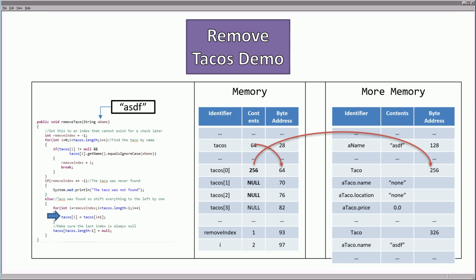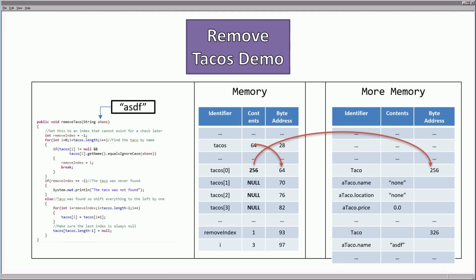Tacos at index 2 is equal to tacos at index 3, which is just assigning null to null. Now I is equal to 3. Tacos.length is 4. 4 minus 1 is 3, and 3 is not less than 3. We jump outside of this for loop and then assign the last index. Tacos.length 4 minus 1, 3, is equal to null, which is tacos at index 3 is assigned to null.